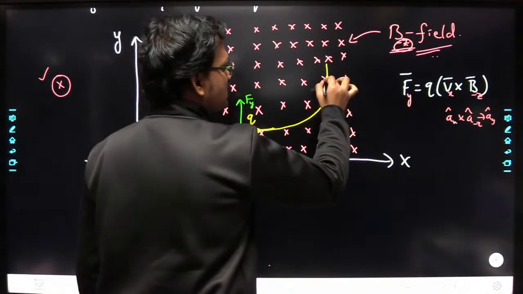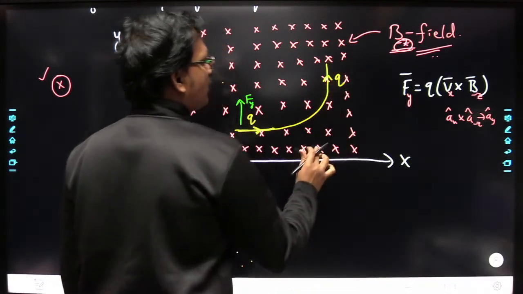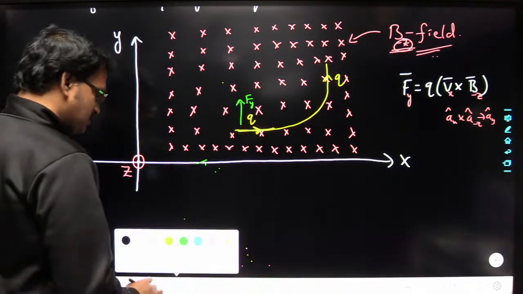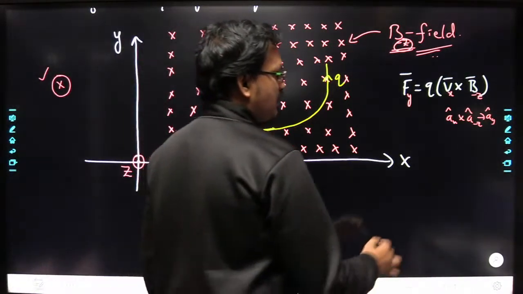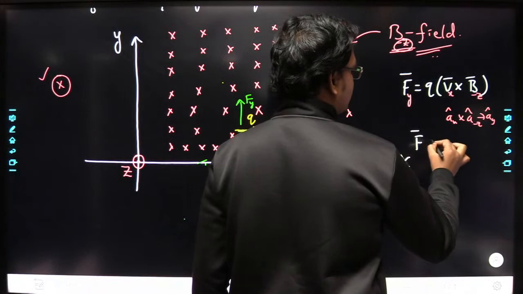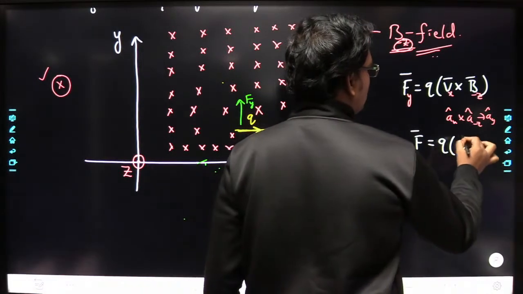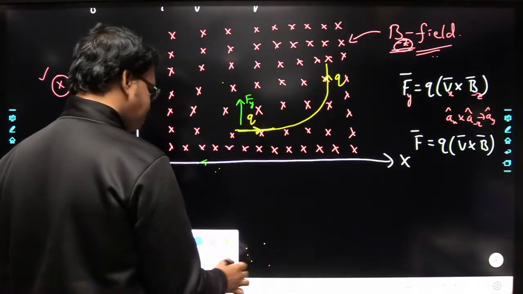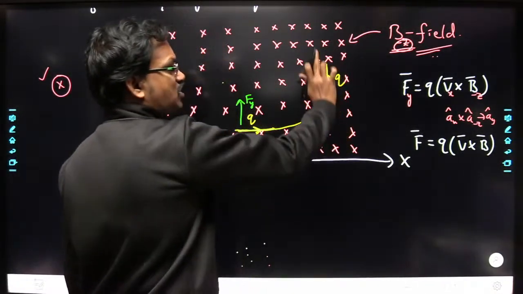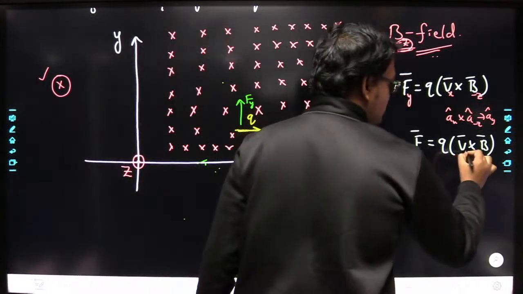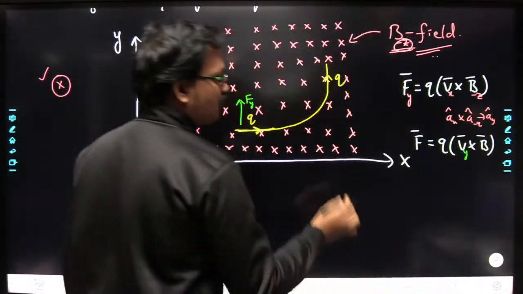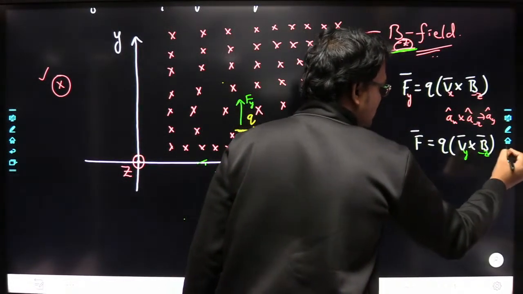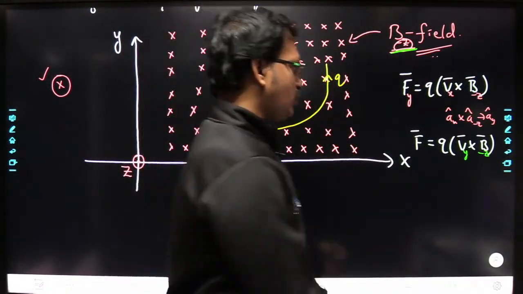Now here the charge is moving in positive y direction. So whenever the charge is moving in positive y direction, in which direction is it going to experience the force? F is equal to Q into V bar cross B bar, right? Now here the velocity of the charge is in y direction. And what is the B field direction here? B field direction is along negative z.